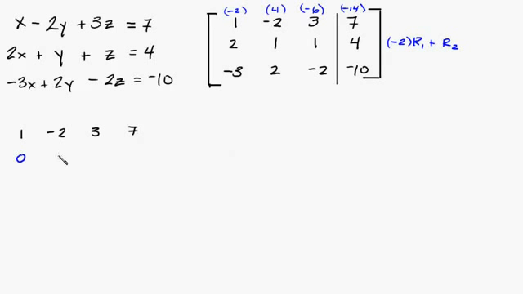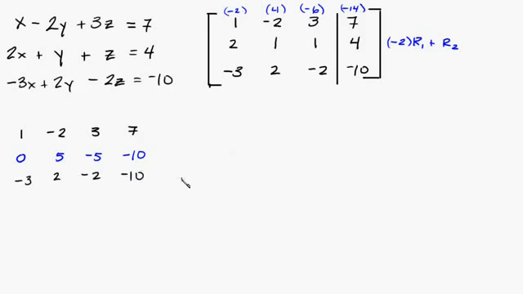So let me write a 0 there. Then 4 plus 1 is going to be 5. Negative 6 plus 1 is going to be negative 5. And negative 14 plus 4 is going to be a negative 10. Okay? And then I'll just go ahead and write down the rest of these numbers down here. So negative 3, 2, negative 2, and negative 10.